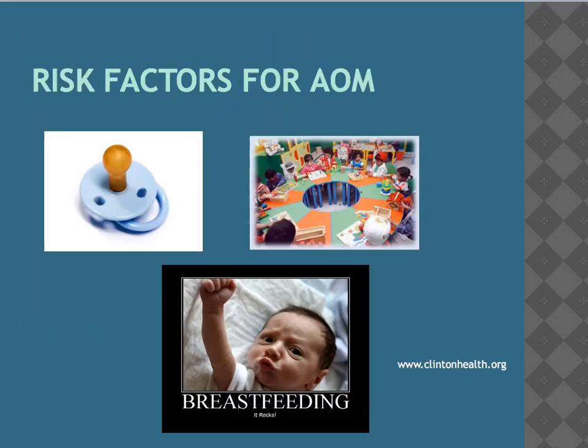Let's go ahead and talk about some of the risk factors for acute otitis media. In terms of age, the peak is between 6 and 18 months. Attending daycare is also a risk factor. Breastfeeding is found to be a protective measure against otitis media. Tobacco and air pollution exposure, as well as pacifier use, limited access to care, and the fall and winter seasons are additional risk factors to ask about when examining a patient for acute otitis media.